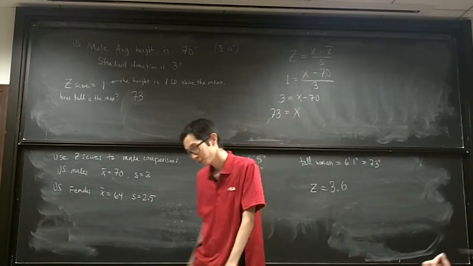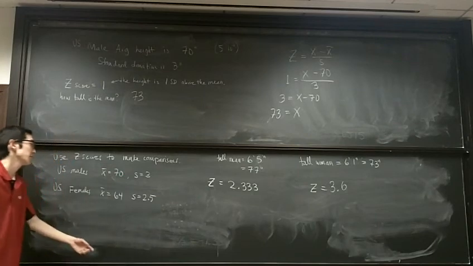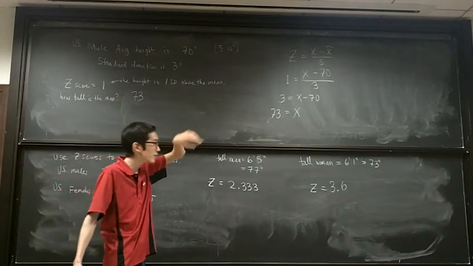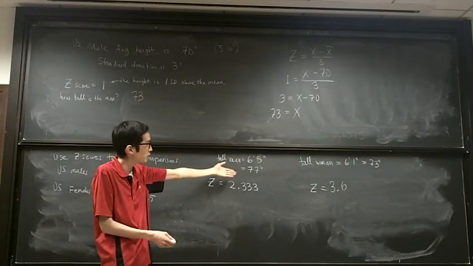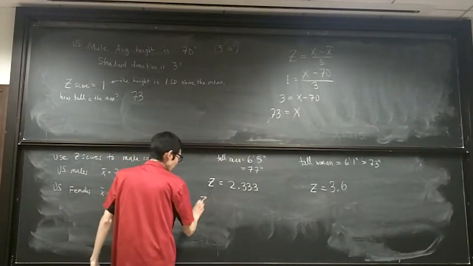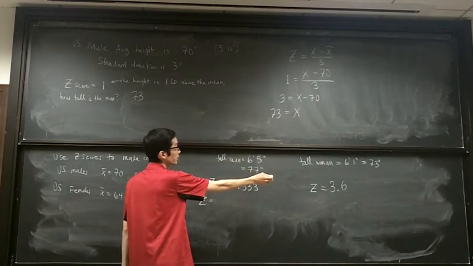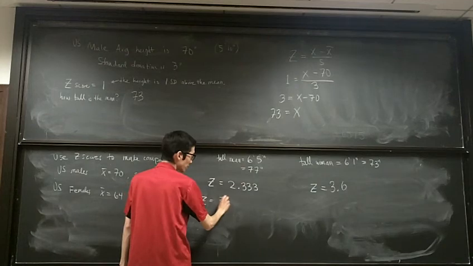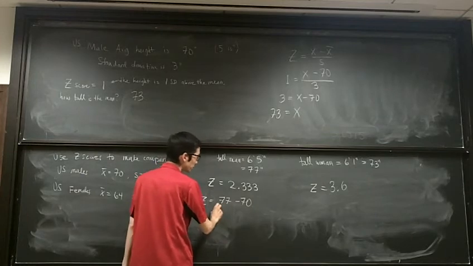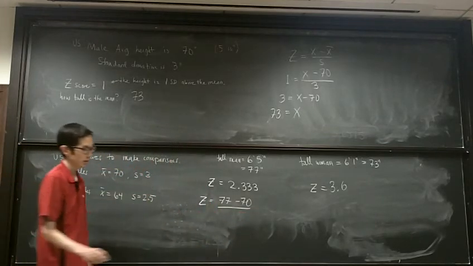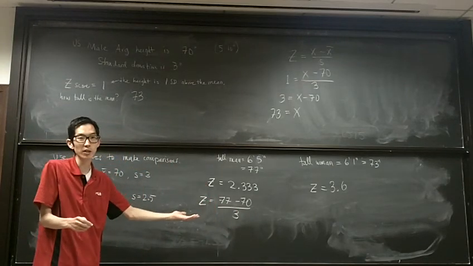Are you guys still working? Did you get 2.33 for the z-score of the man? Yes. Great. We can just use the formula. We just want to know how many standard deviations this person is from the mean. The mean for men is 70, so x-bar is 70. How tall is this man? 77, so my x is 77. The mean x-bar is 70, and the standard deviation is 3.